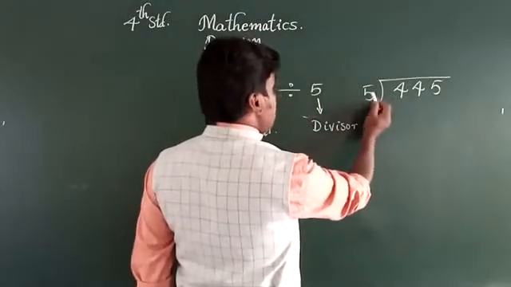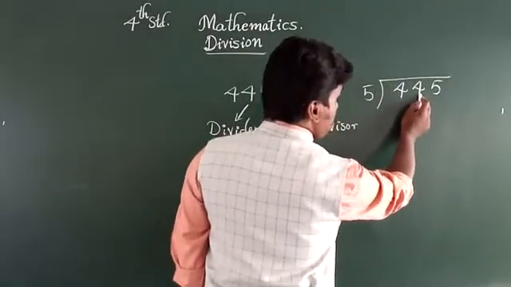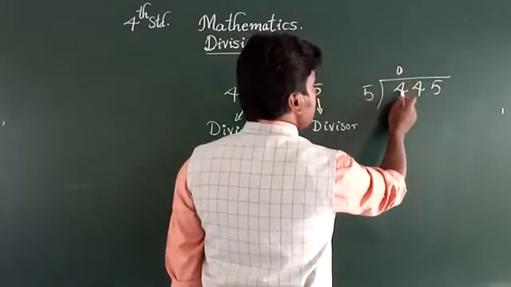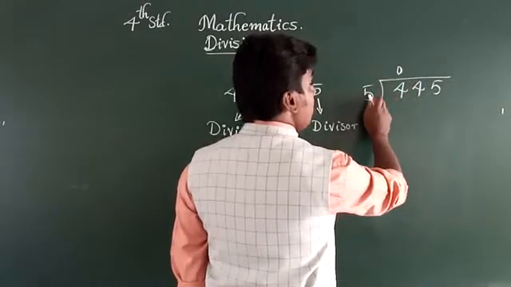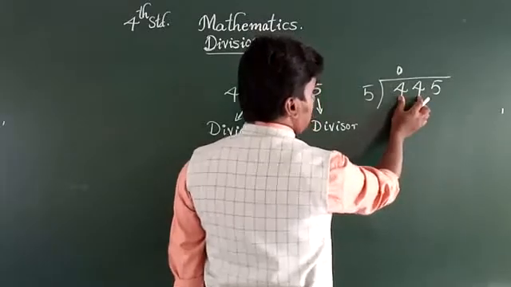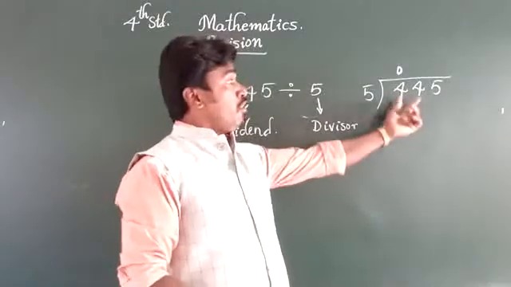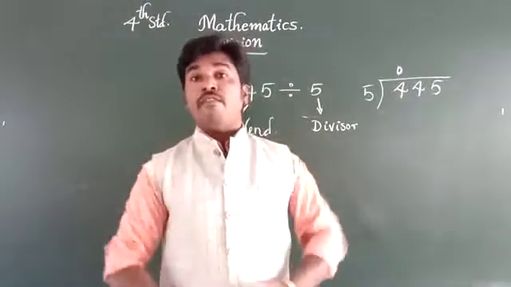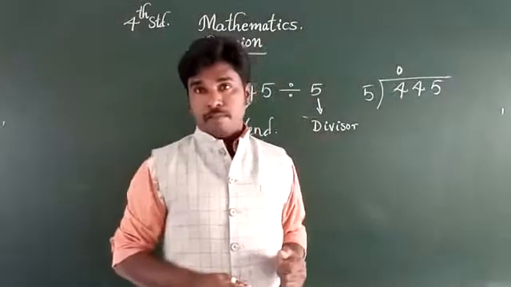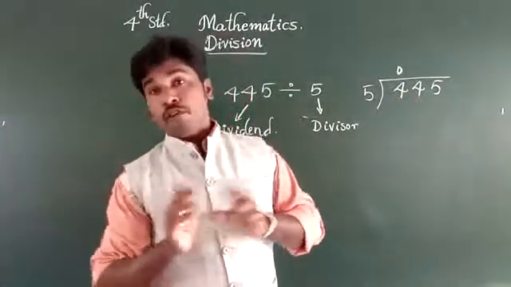If the first number is smaller than the divisor, now you take two numbers. Before that you should write 0. If the first number is smaller than the divisor, write 0. Now you can take two numbers. So now tell the multiples of 5 which are equal to 44 and less than 44. Don't take greater than the two digits. That is 44. Greater than 44 you should not take.